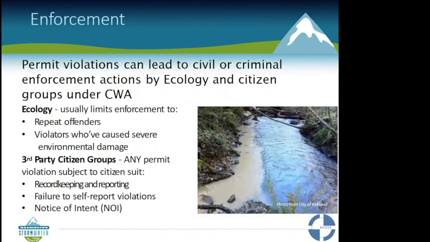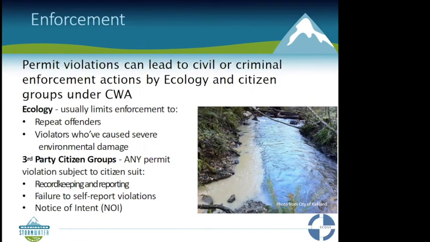All right, so permit violations can lead to civil or criminal enforcement actions by Ecology and citizen groups under the Clean Water Act. So let's talk about the Clean Water Act really quickly. It's not something you want to read in its entirety, but one of the most important things you need to know is that there is a provision in the Clean Water Act that allows for third-party citizen groups to sue if they find that you are not in compliance with your permit.